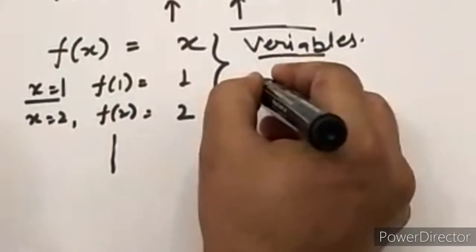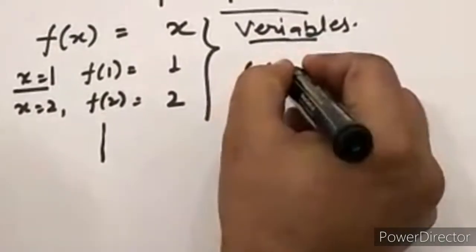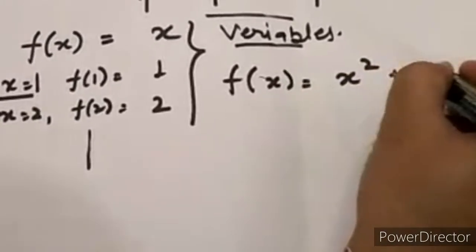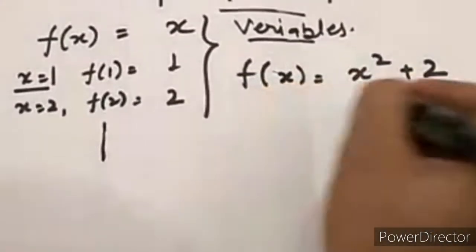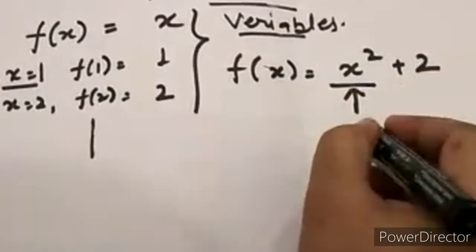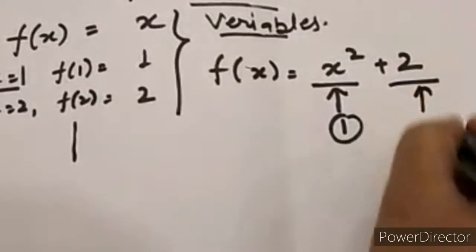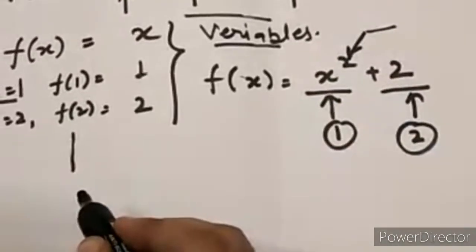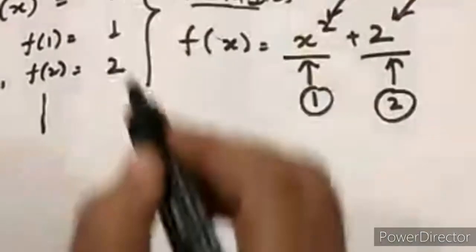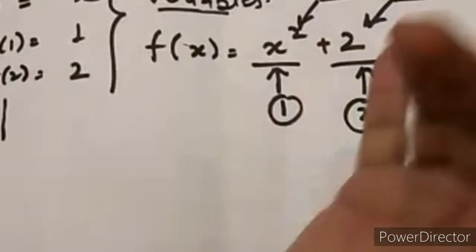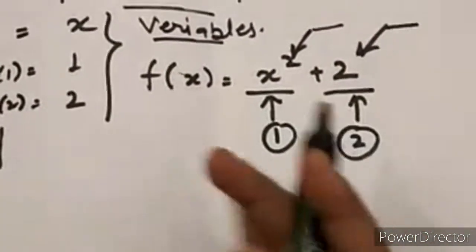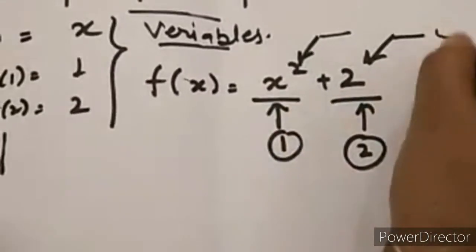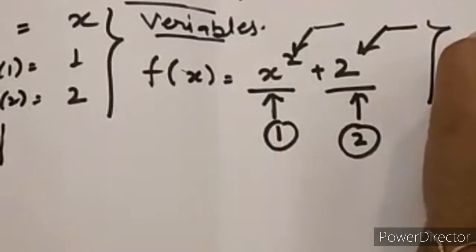So if you have a function, say x square plus 2, this function has two terms, number 1, number 2. Here this is a variable term, this is a fixed term. Why am I calling this a fixed term? Because it's independent of x. Okay, since there are two terms, that's why it is called binomial.